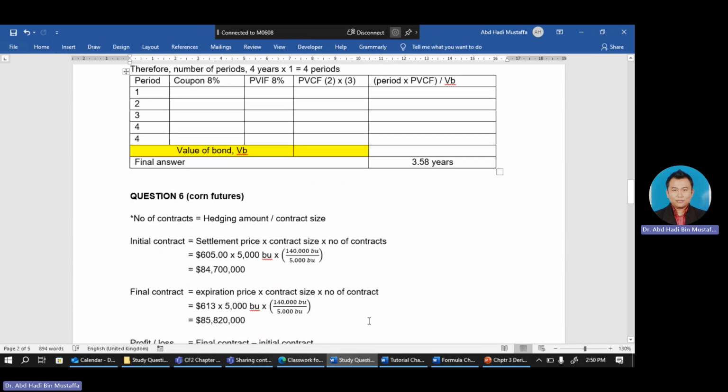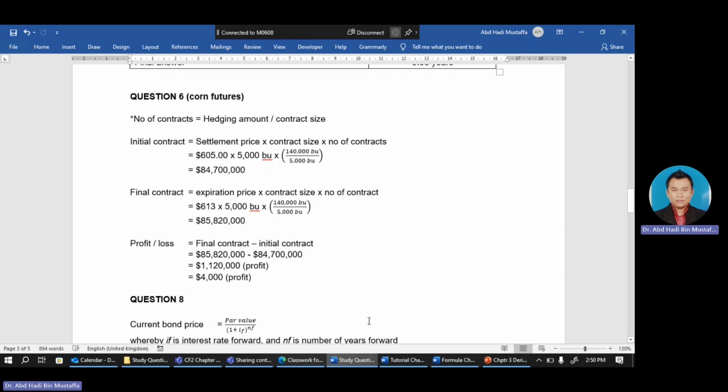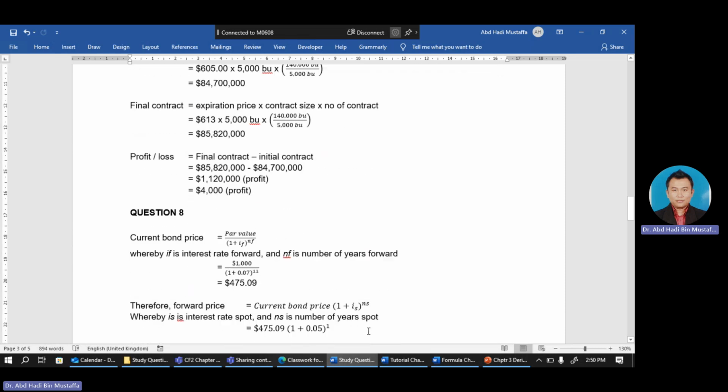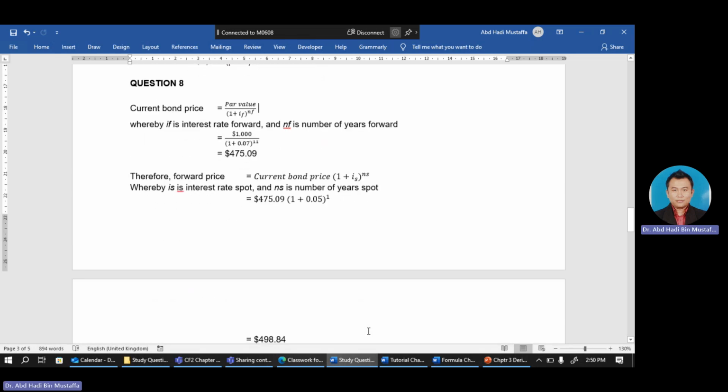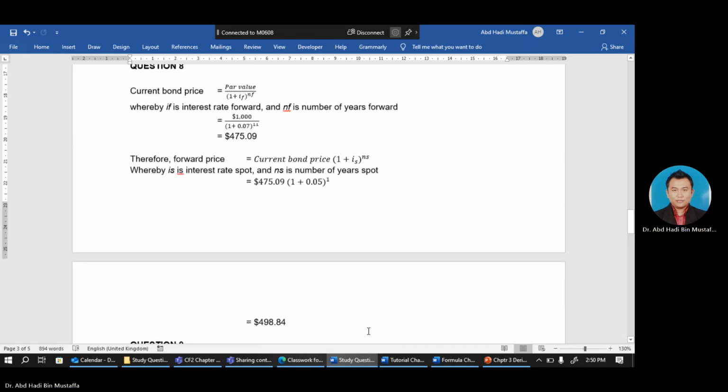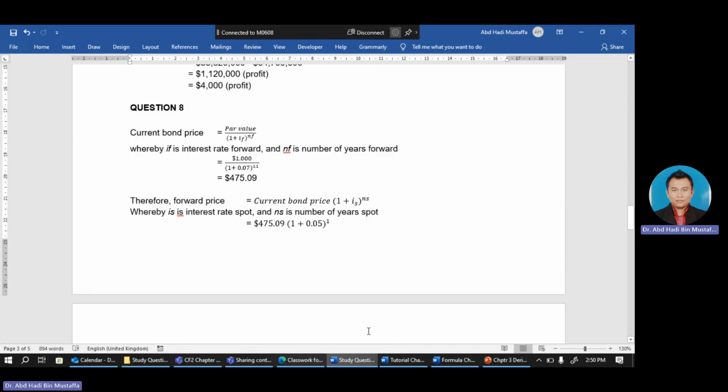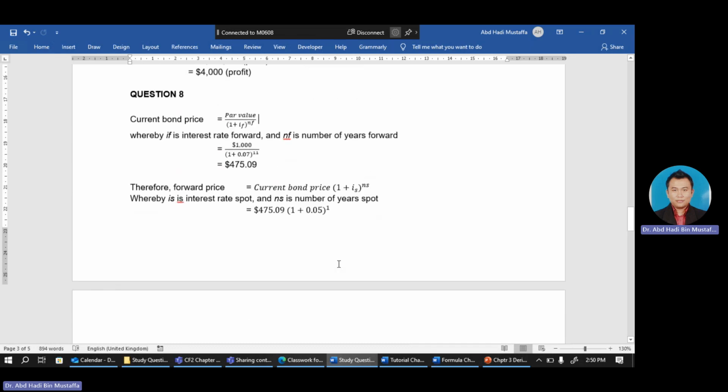Okay, question 6 is the same as questions 1, 2, 3, 4. For question 8, hold on. Last part, I don't think I put this question in the quiz. Because we want to calculate the bond price forward and the spot interest rate, but you just follow the formula.